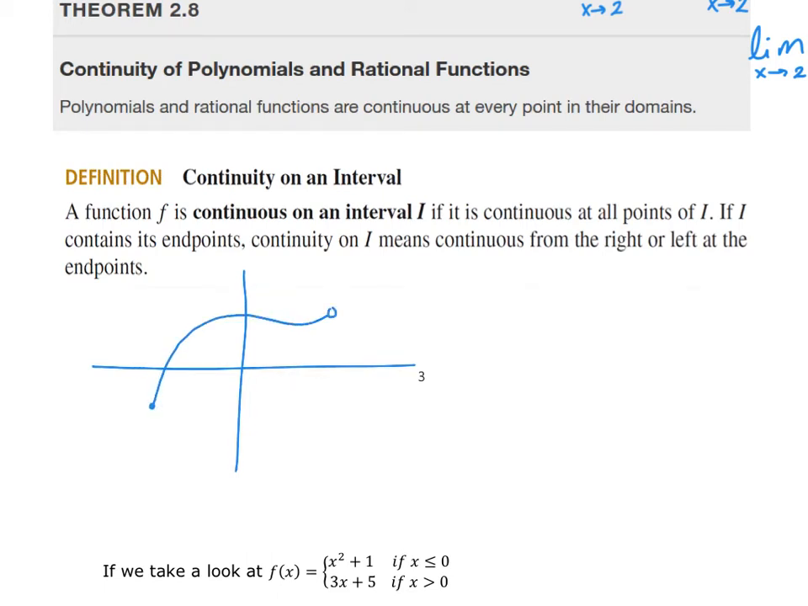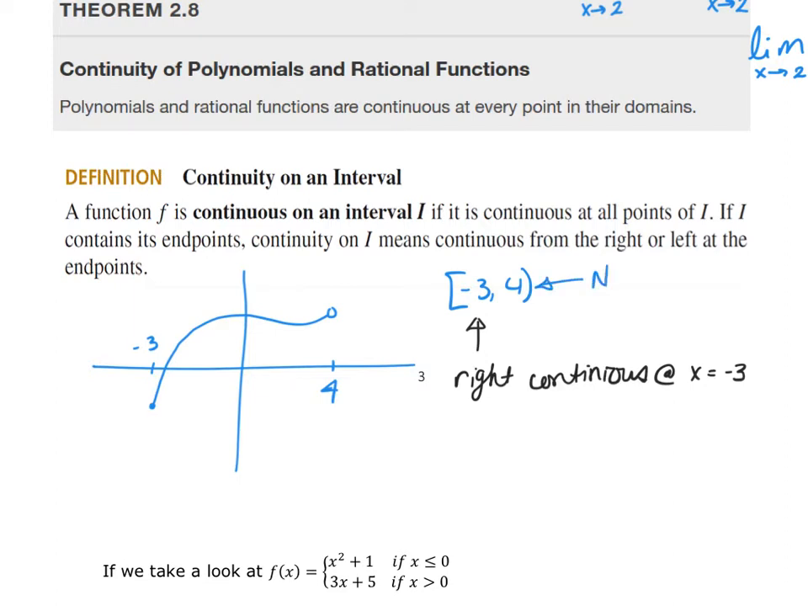Here's my graph. I'm going to call this -3, and I'm going to call this 4. So the interval I'm looking at is -3 to 4. If I contains the endpoints, well, in this case, it only contains the endpoint -3. So it is right continuous, because I'm coming in from the right. I am right continuous at x equals -3, and that's because it's inclusive.